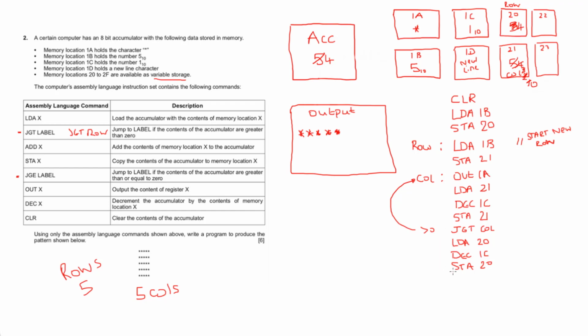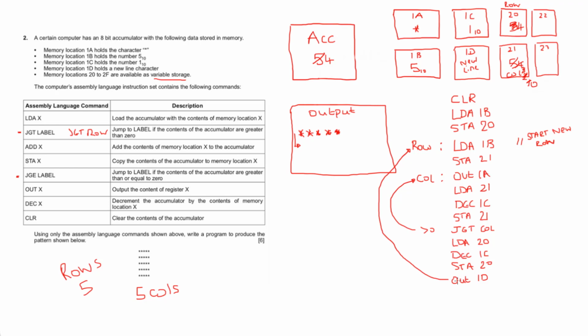And then I'm going to output a new line. Okay, so I'm going to output, new line is stored in register 1D. So 1D gets produced, and now we create or start a new line. Okay, new line. When we've done that, and we produced a new line, we need to then jump back up here because we started a new row. Okay?